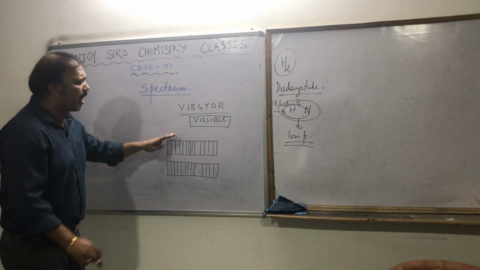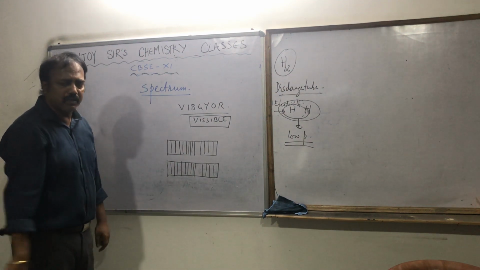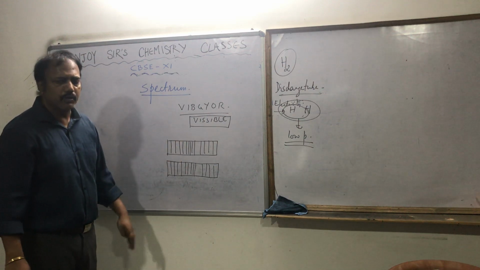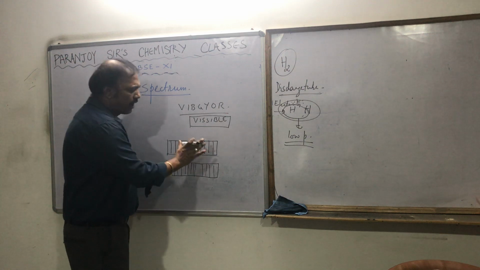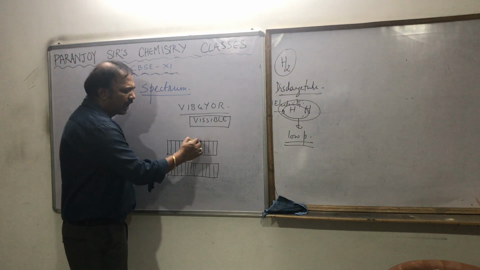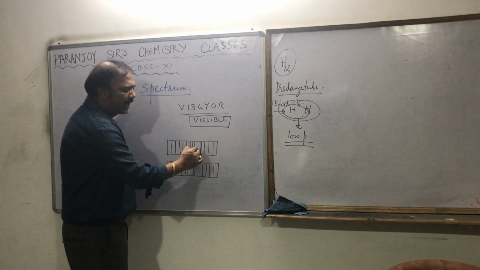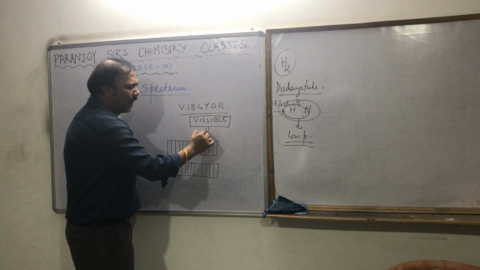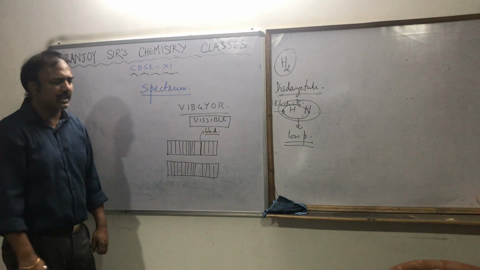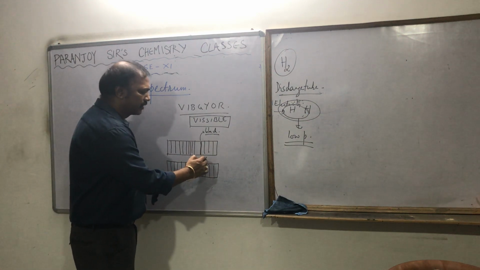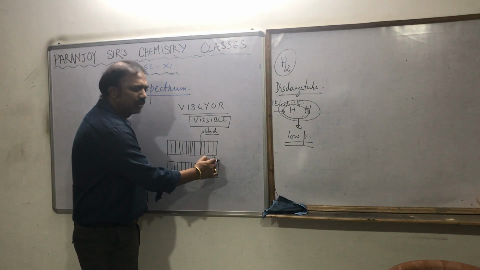What is the difference between these two? The difference is that in one spectrum, in one photographic plate, you will see the color of the lines is black. In the other one, you will see that the color of the line is white.